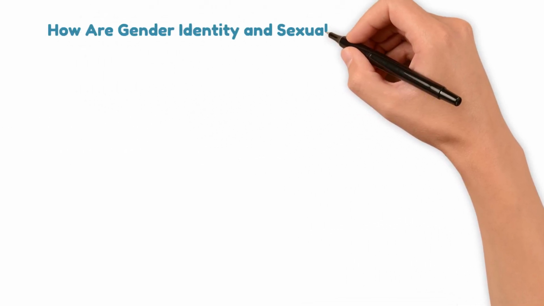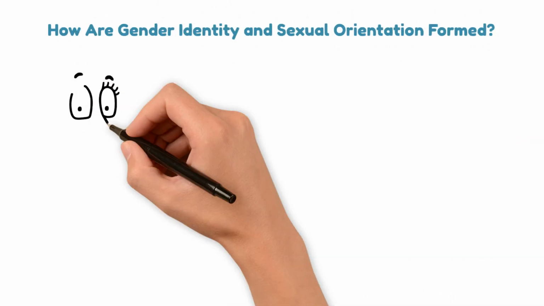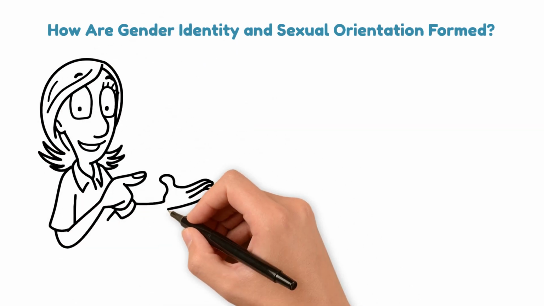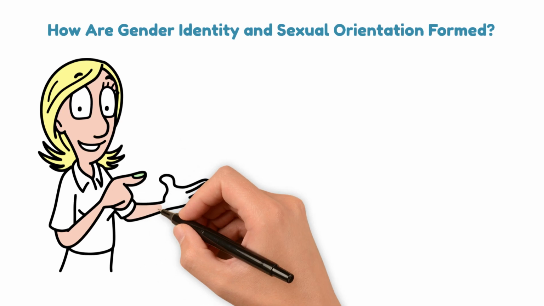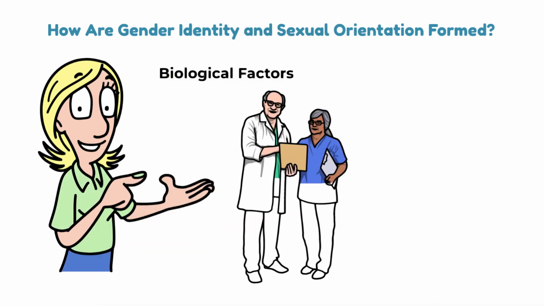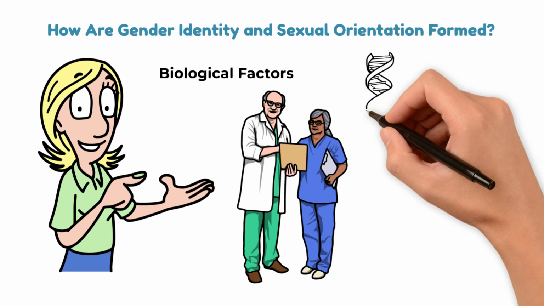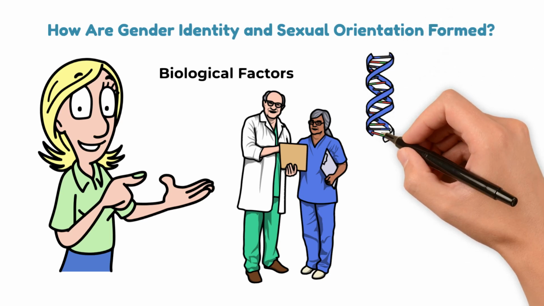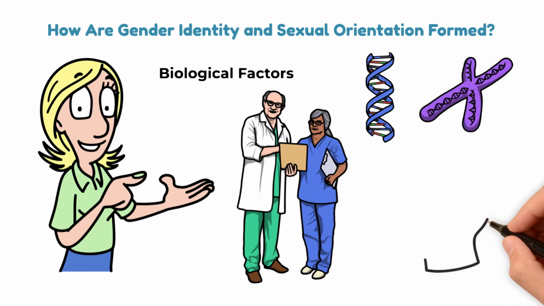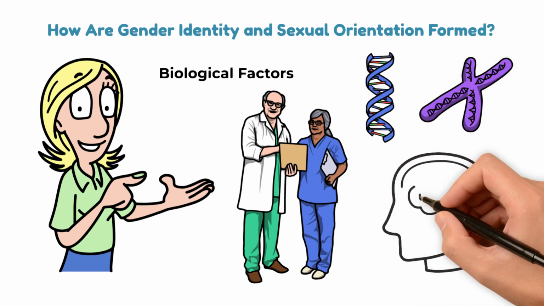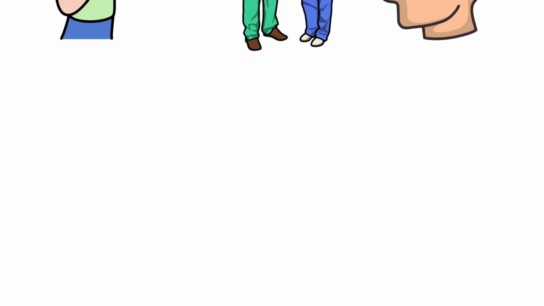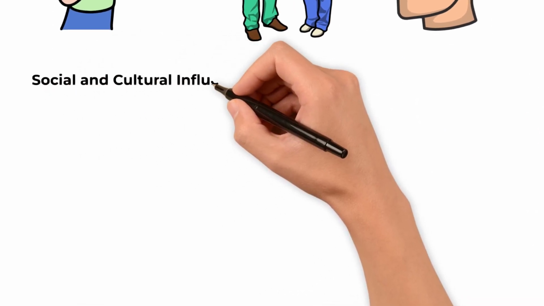How are gender identity and sexual orientation formed? Both sexual orientation and gender identity develop under the influence of various factors, and both aspects can be complex and multifaceted. Biological factors. Research indicates that both gender identity and sexual orientation may have genetic, hormonal, and other biological bases. For example, some researchers believe that hormones affecting the brain before birth may play a role in shaping gender identity and sexual orientation.